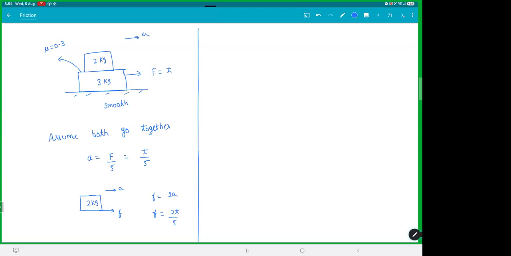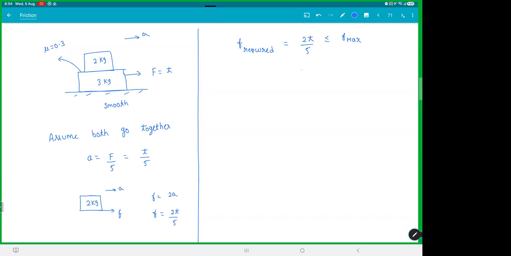Meaning, if you look at the requirement here, the requirement is not constant. When t is 0, friction is 0. When t is 1, friction is 2 by 5. When t is 5, friction is 2 newtons. So as time is increasing, you're asking for more and more from the friction. So F required is 2t by 5. And we have to make sure this cannot exceed the maximum value, F max.